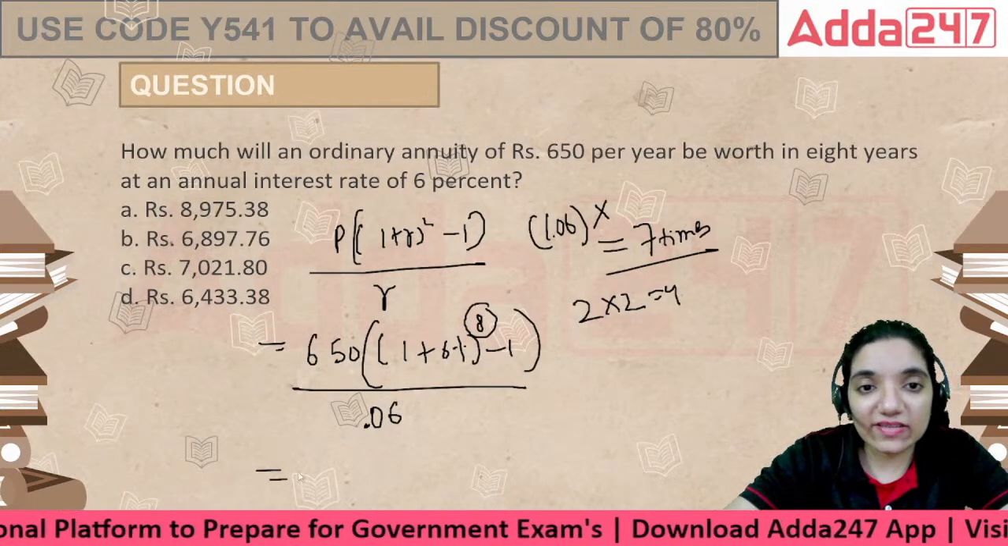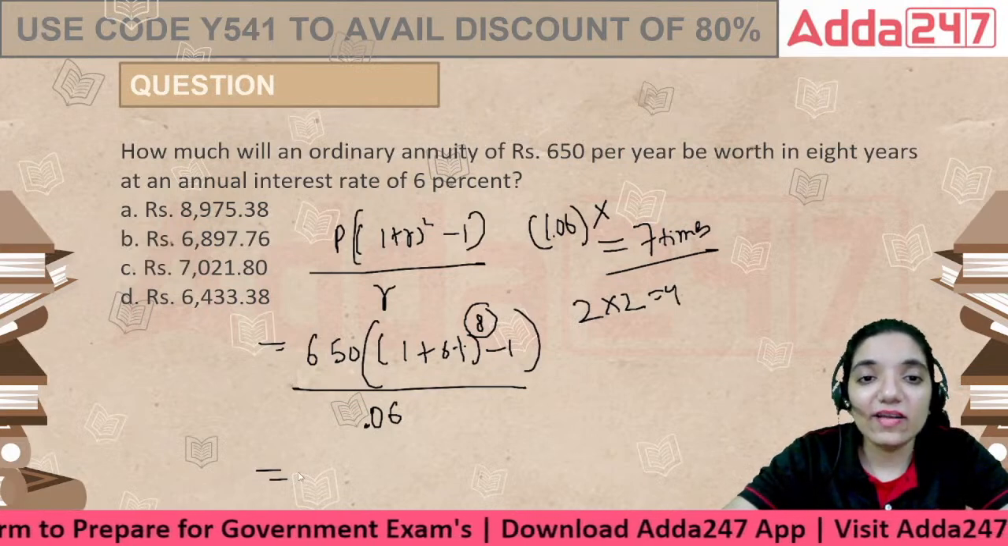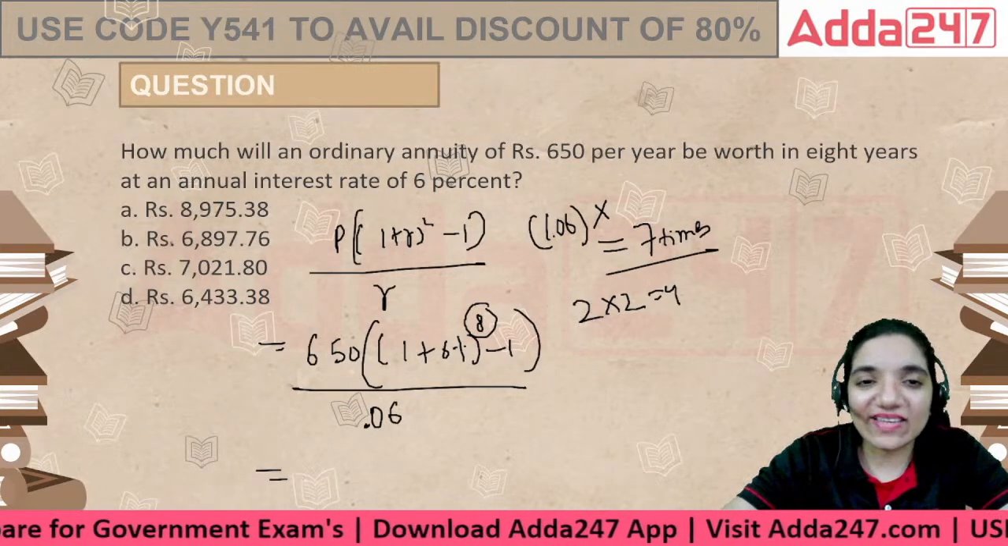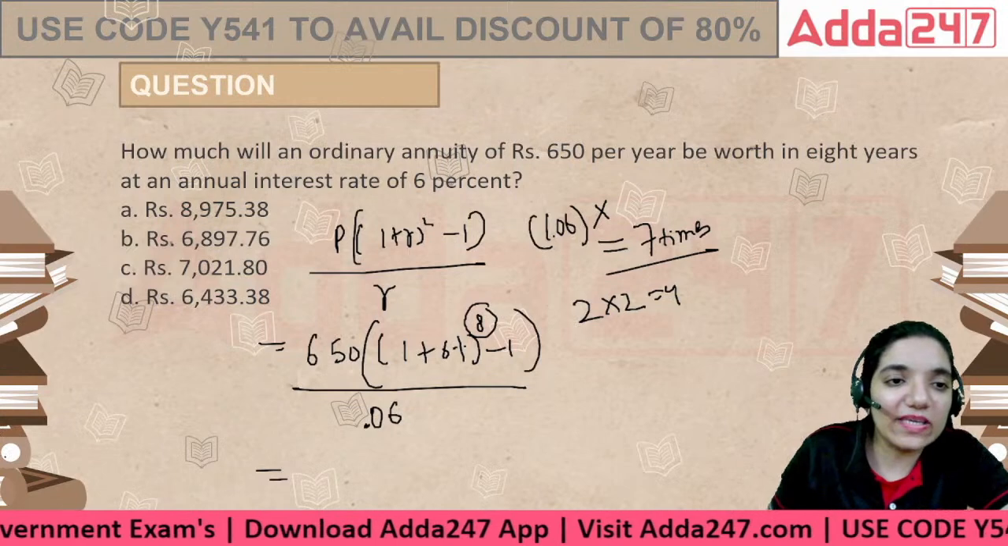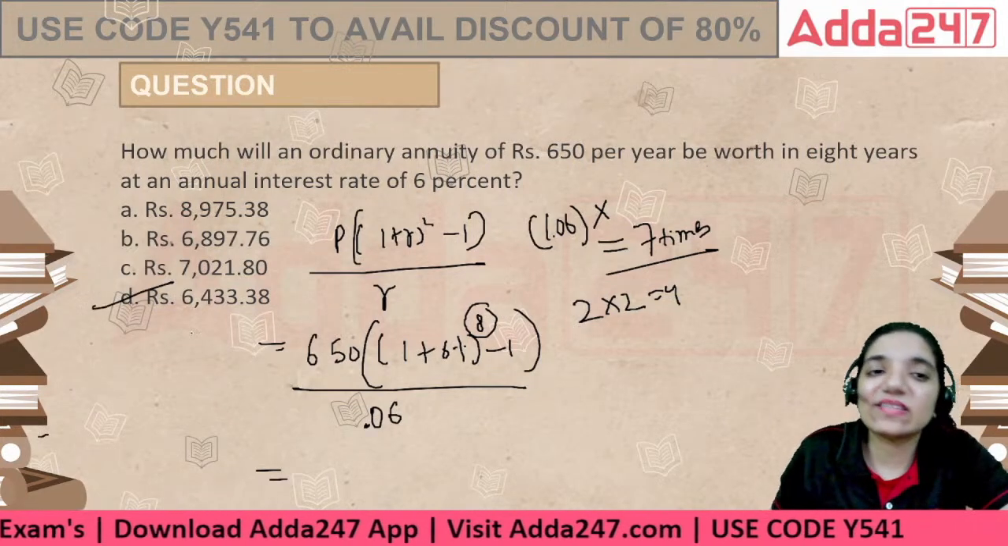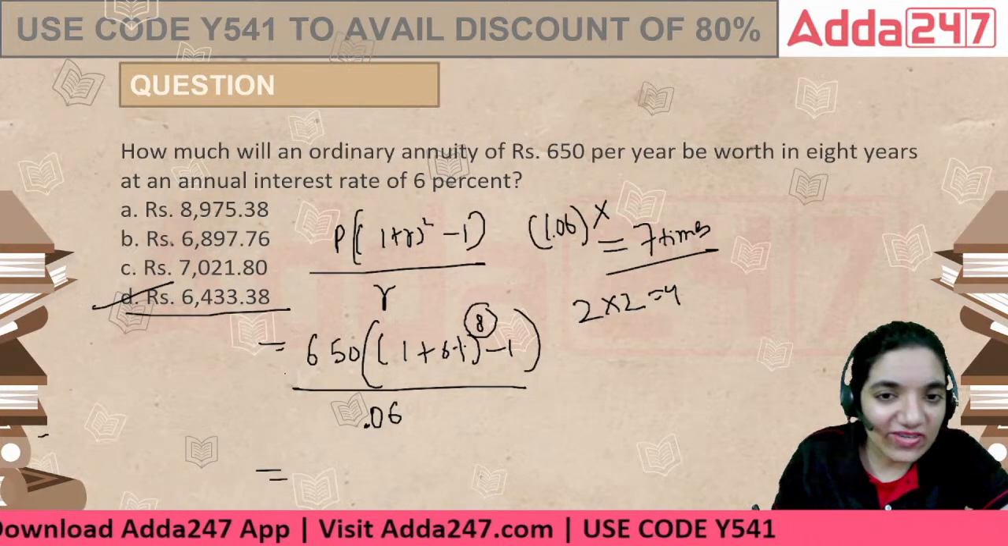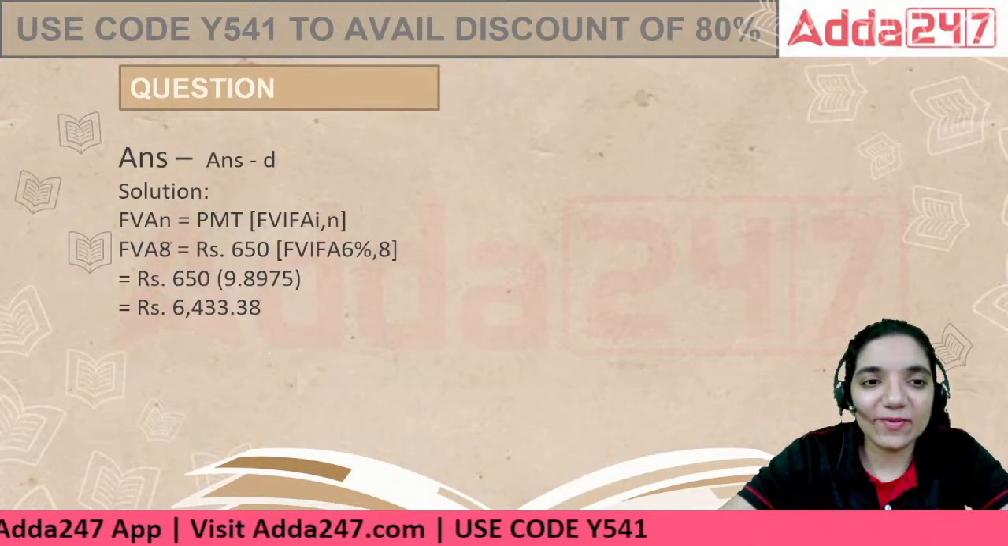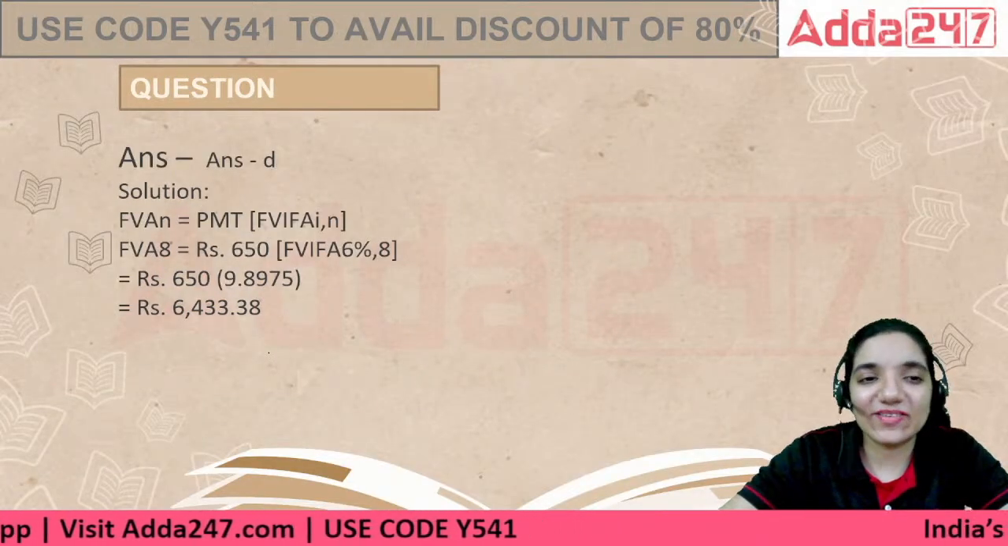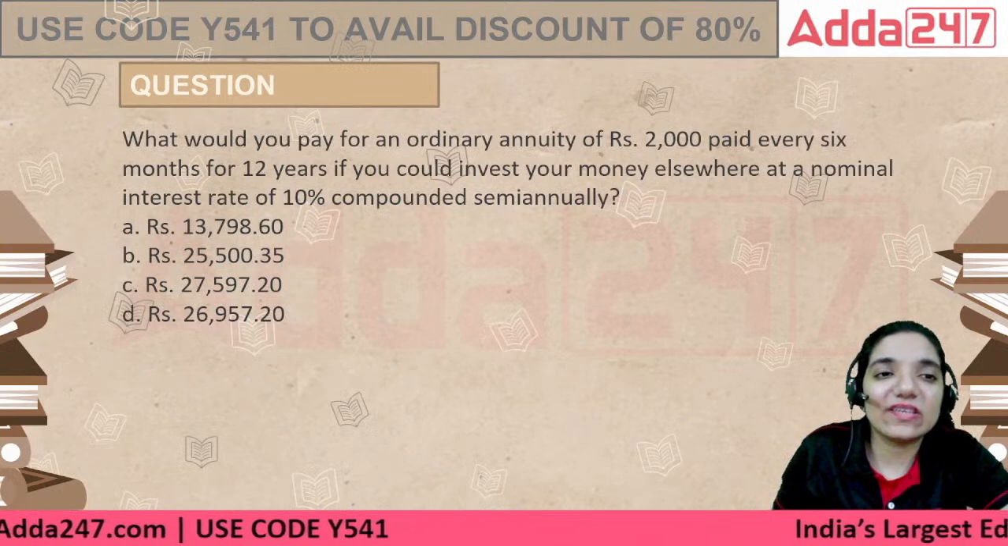The correct answer that you will get here is 6433. So the correct answer would be D, that is 6433.38. Okay, here comes the next question.